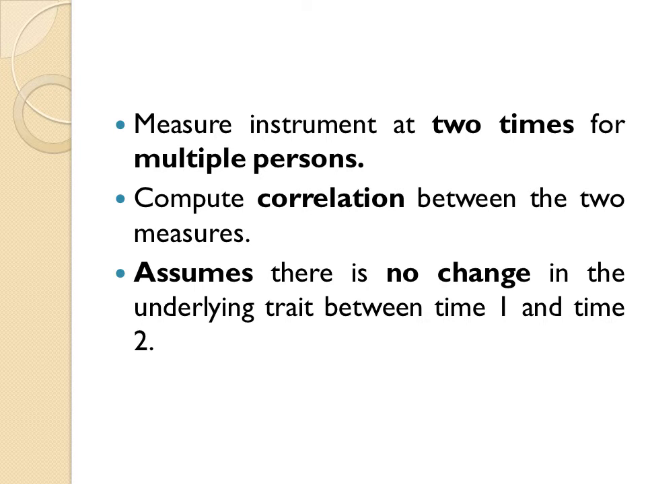If there is a change, for example, in time 1 the individual gets 98, and in time 2 the individual gets 75, it means that your test is not reliable.